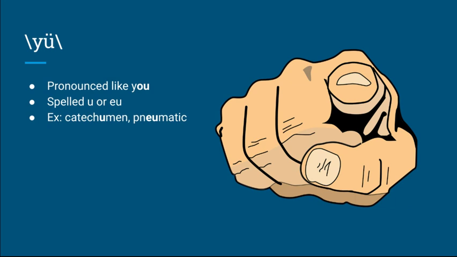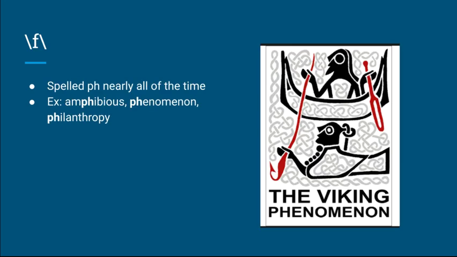Next, we have the U sound. The U sound is pronounced like U. So this is essentially the long U sound, and it can be spelled U or EU. For example, catechumen or pneumatic. So the U sound is spelled U or EU.